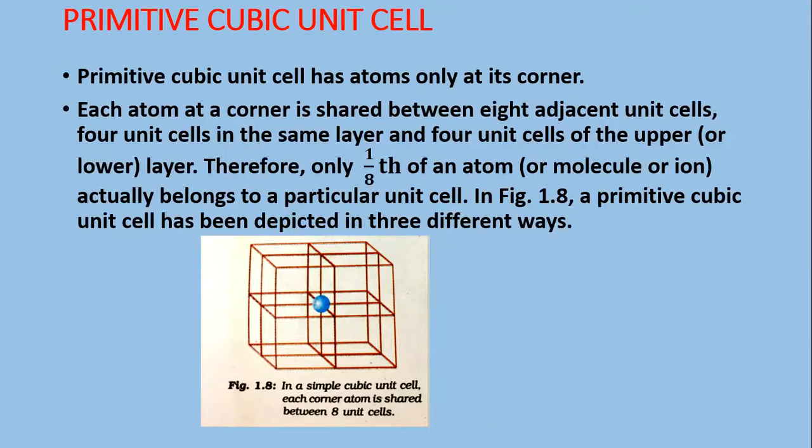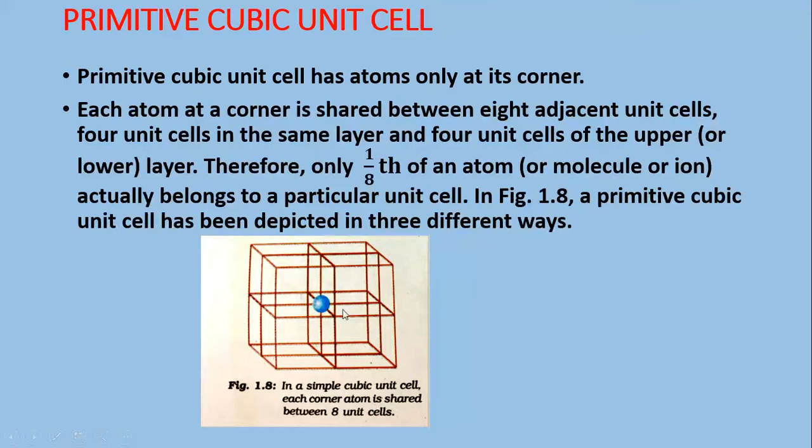Therefore, only 1/8 of an atom. 1/8 of an atom, this point you have to remember. Only 1/8 of an atom, it can be a molecule or ion, actually belongs to a particular unit cell. So with this we can understand that each corner of the primitive unit cell has a contribution of 1/8 of an atom. 1/8 of an atom is only a part of the unit cell.